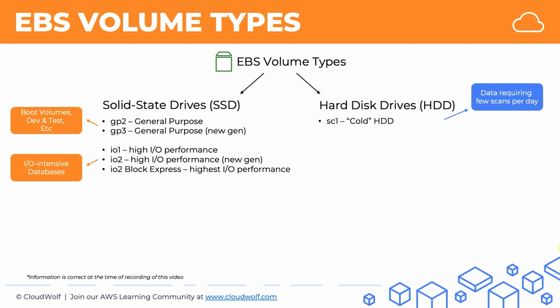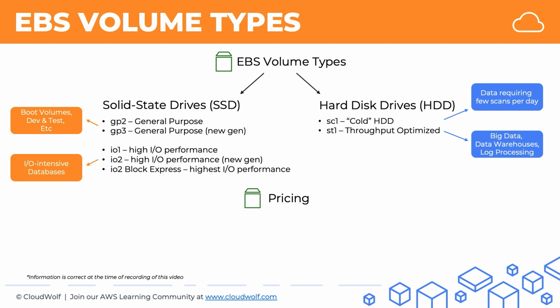In terms of hard disk drives, there is the SC1 or the cold HDD. This is used for data requiring few scans per day. And there is the ST1, which is throughput optimized. It can move in and out hundreds of megabytes of data per second. So it's very good for big data, data warehousing, and log processing.